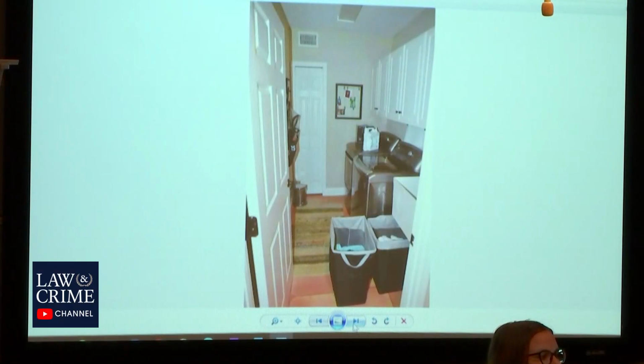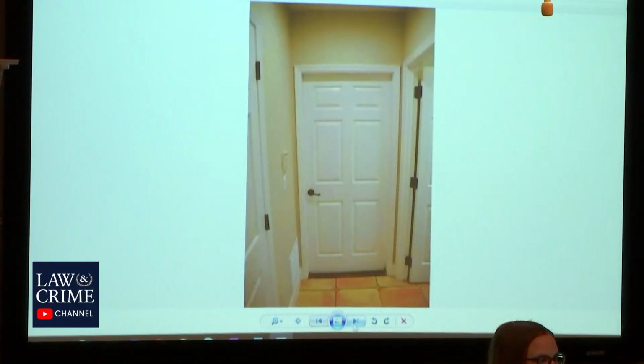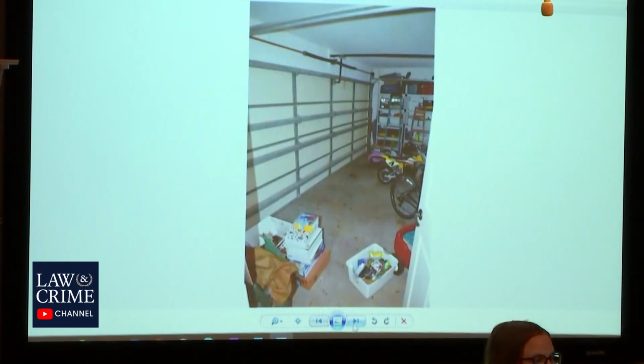And then documentation of the laundry room in 3112 or 3122. Yes. What are we looking at in this photograph 3126, and was there anything pertinent in the garage? So at this point, this is the doorway right here to the garage. And at this time, I did not see anything that was pertinent.